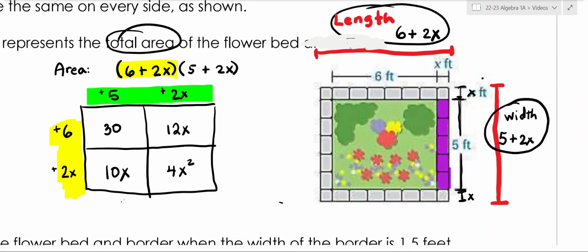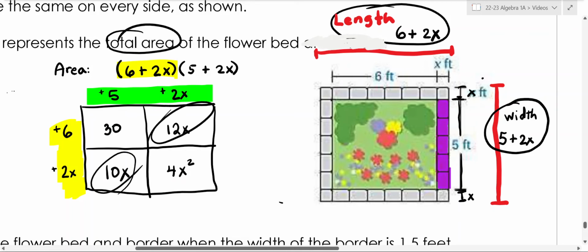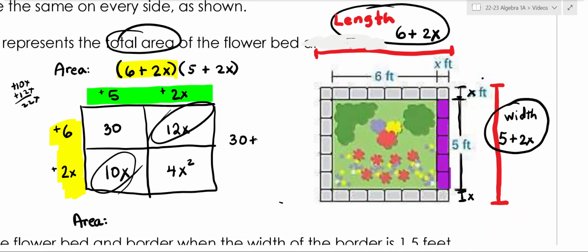We have like terms? Yes, we do. That would be this one and that one. And so remember, in our brains, we're thinking a positive 10, a positive 12, so that's 22. So 10x, remember we're not multiplying anymore, we're adding, so it's just 22x. All right, so the area is going to be, oh wait, let's write it over here, right? 30 plus 22x plus 4x squared.